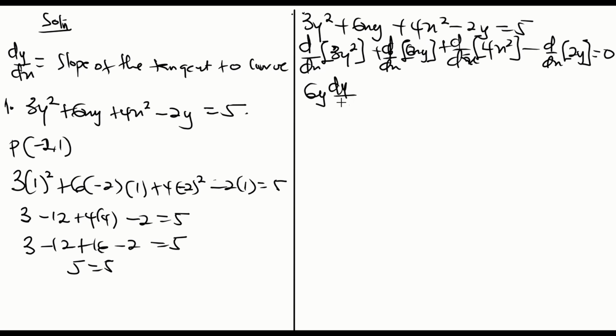You're going to get 6y dy/dx. If you haven't watched the previous video where we established how to differentiate functions implicitly, you can go back and watch that. I'll drop a link in the description for you to access that. Okay, so we proceed. For this one we use the product rule. We have 6xy, where we treat the first term as the 6x.